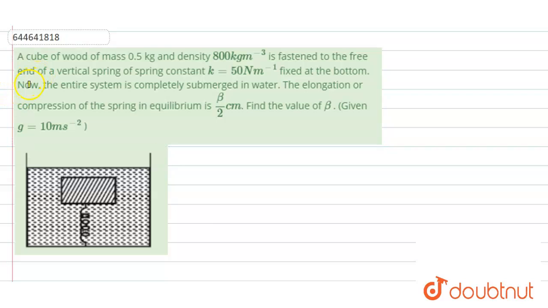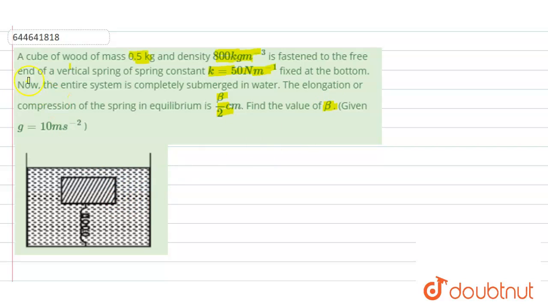Hello everyone, let us try to solve the given problem. The given problem simply states that a cube of wood of mass 0.5 kg and density 800 kg per meter cube is fastened to a free end of a vertical spring of spring constant K equals 50 Newton per meter. So this wood is fastened with this spring fixed at the bottom. Now the entire system is completely submerged in water. The elongation or the compression of the spring in equilibrium is beta divided by 2 centimeter. Then we have to find the value of beta.